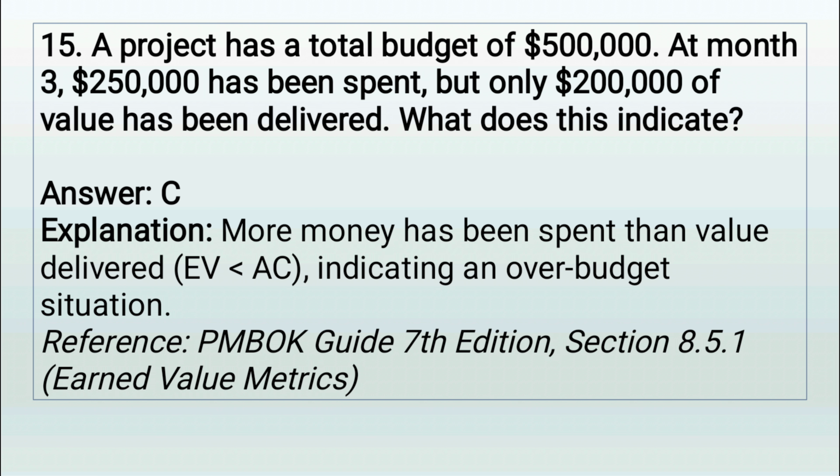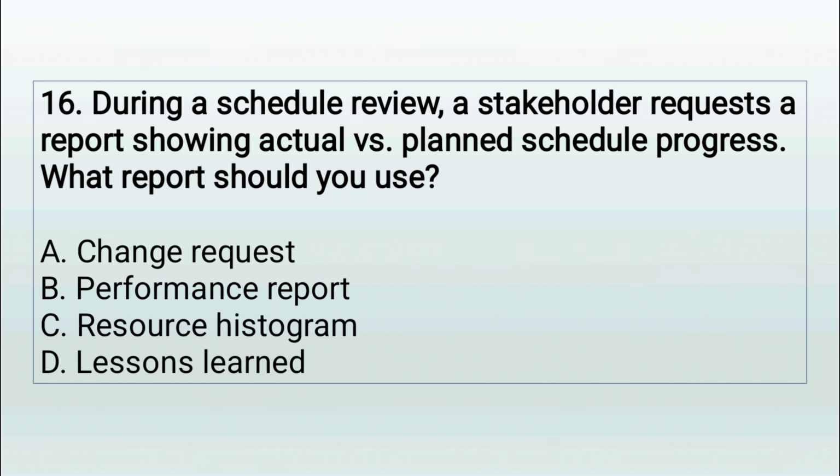Agile teams rely less on earned value, but use burn charts and velocity metrics for similar visibility. See Agile Practice Guide, Section 6.6. Exam tip: Always compare value earned versus money spent. If you're spending more than the value created, you're in trouble.